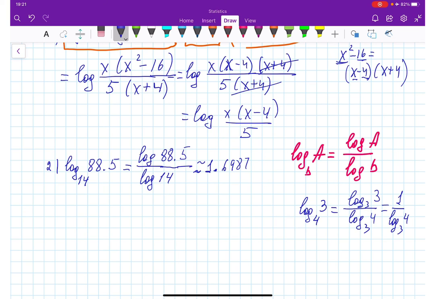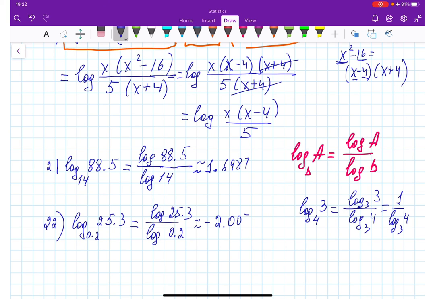Okay, question number 22, we'll do one more. Use common logarithm or natural logarithm and the calculator to evaluate the expression. Well, I can use natural log or I can use base 10 or any other. So I have log 25.3 and base 0.2. So, okay, let's go by base 10 again. Log 25.3 over log 0.2. So if you use a calculator, you should get approximately negative 2.0074.